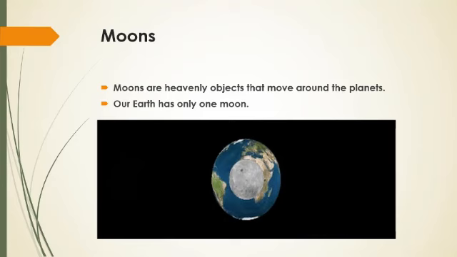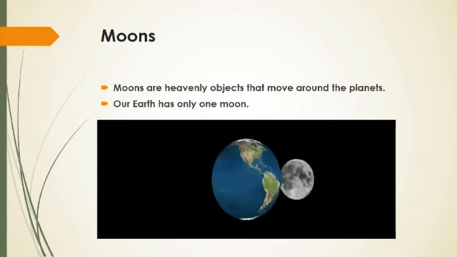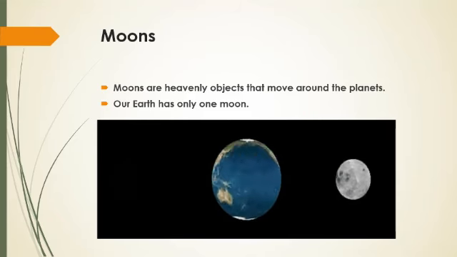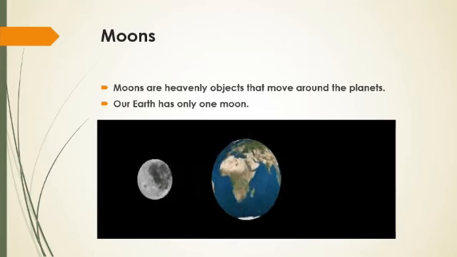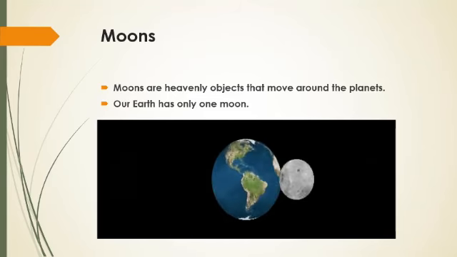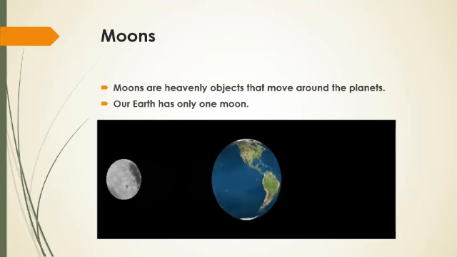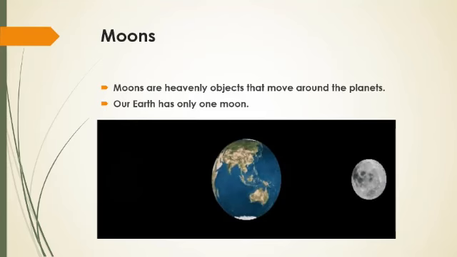Like the Earth, some other planets also have their own moons. As I have stated, children, Mercury and Venus don't have any moon. While Earth has one moon, Mars has 2 moons. Jupiter has 67 moons, Saturn has 62 moons, Uranus has 27 moons and Neptune has 14 moons.